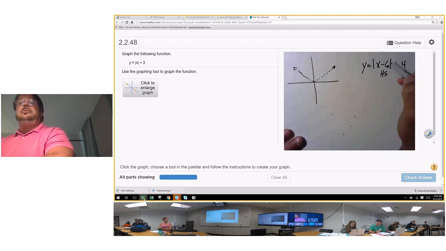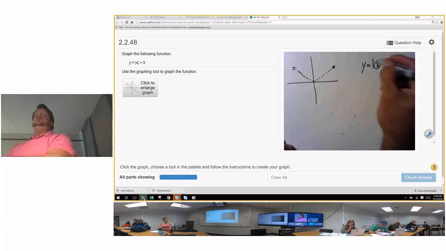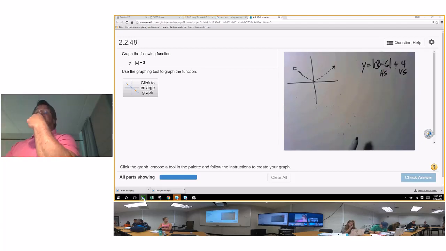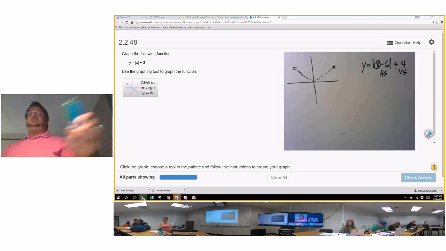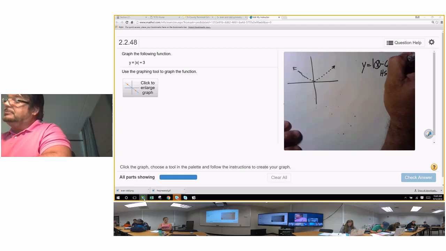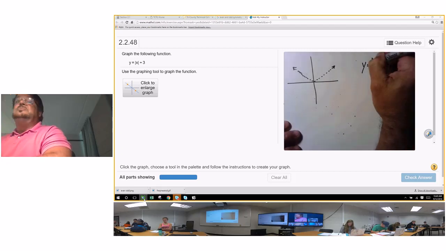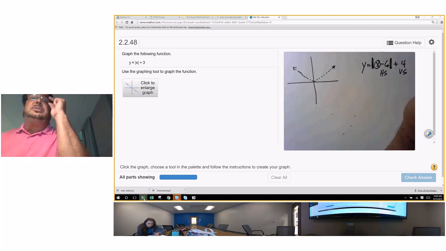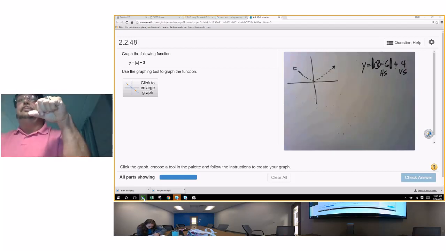Remember, always remember this when you're talking about a horizontal shift. The horizontal shift will always be connected to the what? The x. Write that down. The horizontal shift will always be connected to the x. What do you mean connected, Hubert? Well, is the 3 connected to the x, or is the 3 connected to the function? The 3 is connected to the function because the actual function is what? The absolute value of x.